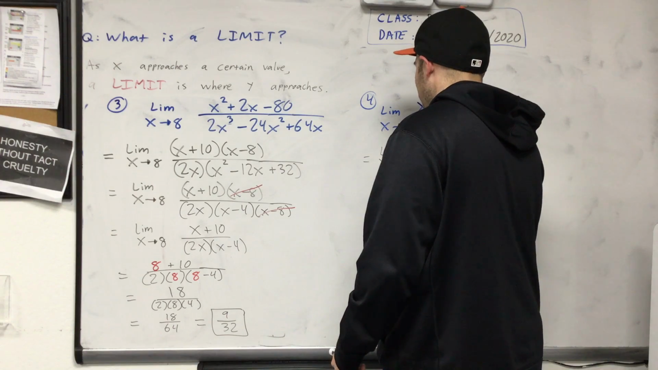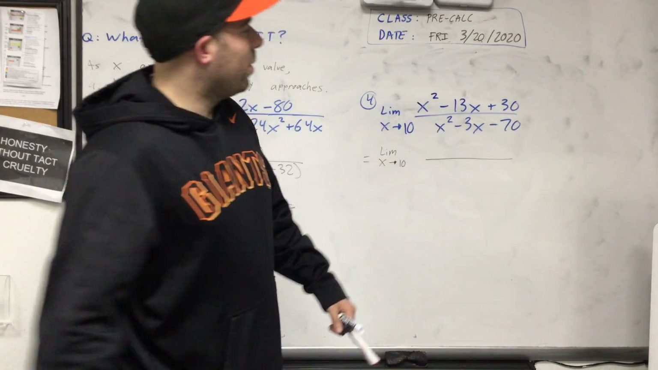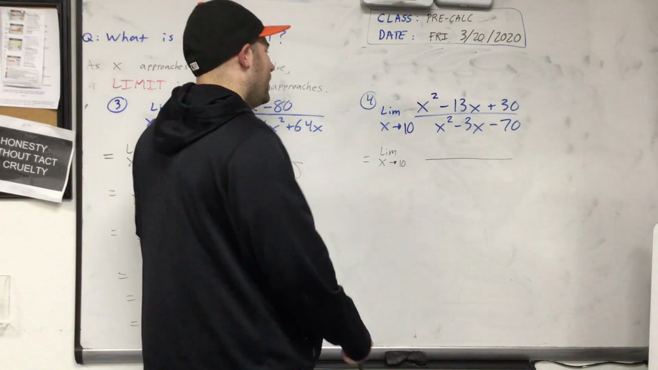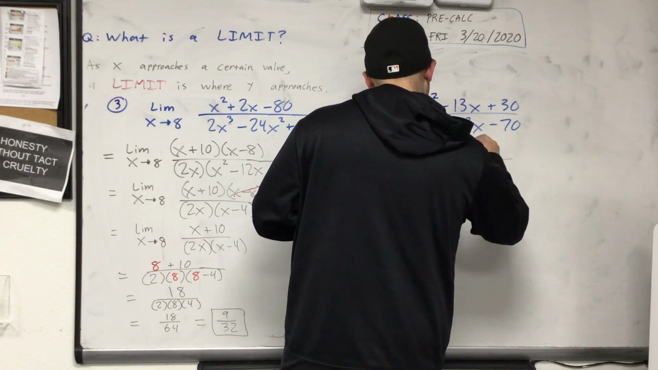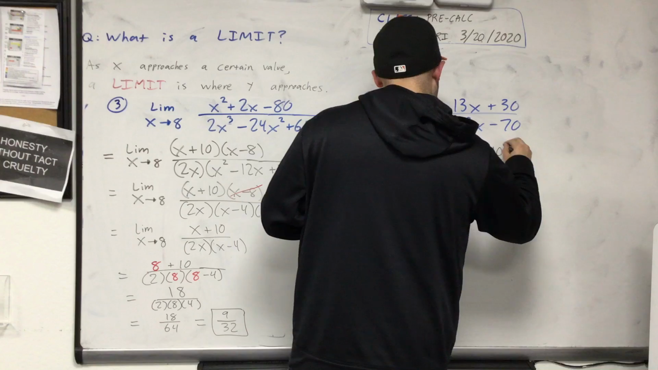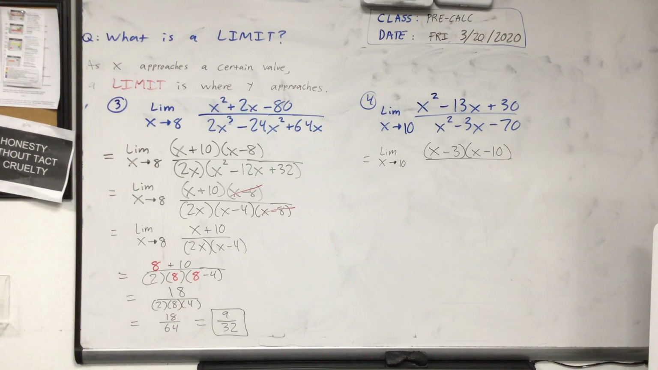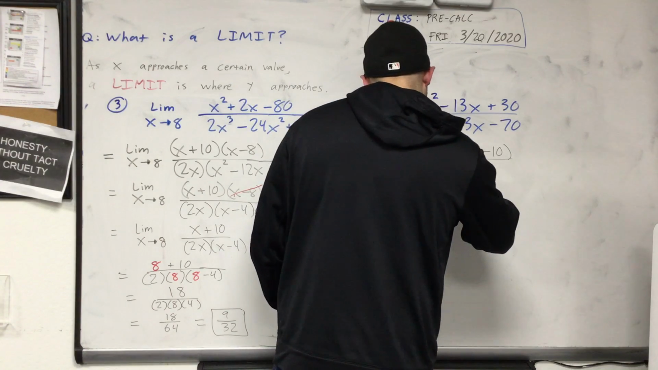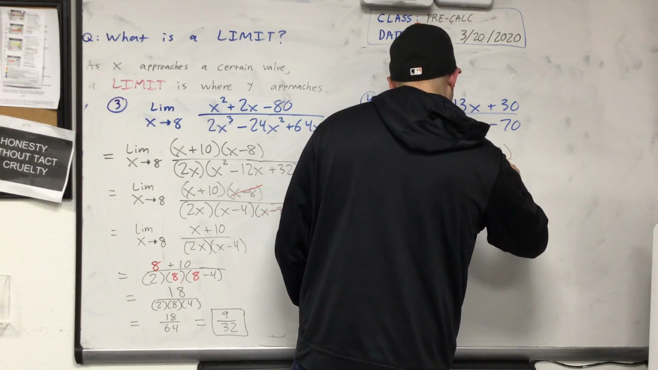Is there a problem with x equals 10? Only time will tell. Let's find out. What two numbers multiply to 30 and add to negative 13? Well, that is a negative-negative combination of x minus 3, x minus 10. Okay, I'm going to take a look at the bottom. x squared minus 3x minus 70, two numbers that multiply to negative 70 and add to negative 3. That will be x minus 10, x plus 7.